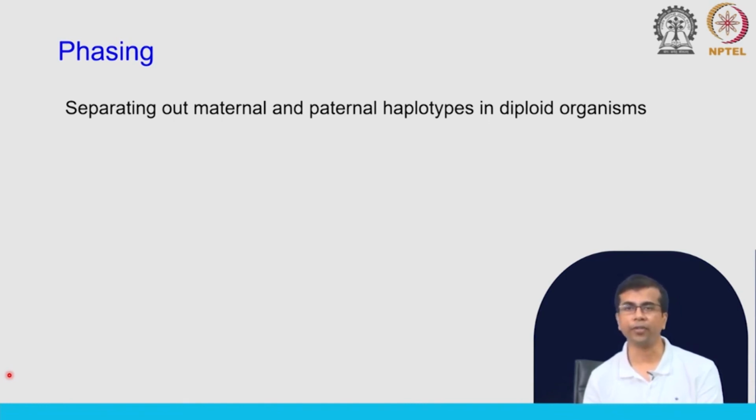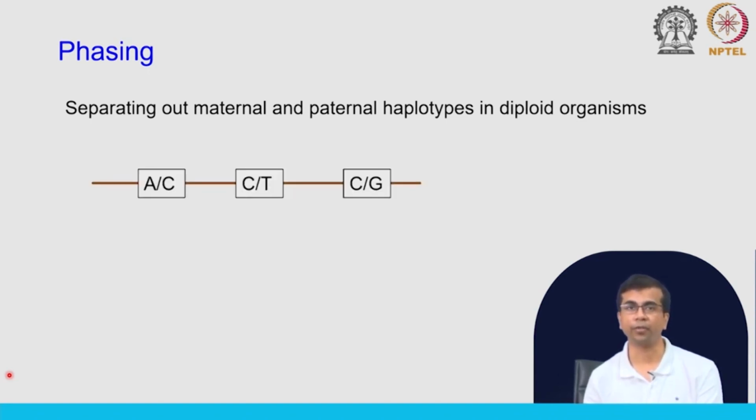So what are these haplotypes? As I just mentioned, in zygotes you have one copy of the chromosome from the mother and one copy from the father. When you are sequencing you will get all sorts of variants, and you want to separate out which variants come from which parent. This is something that you have to separate out.